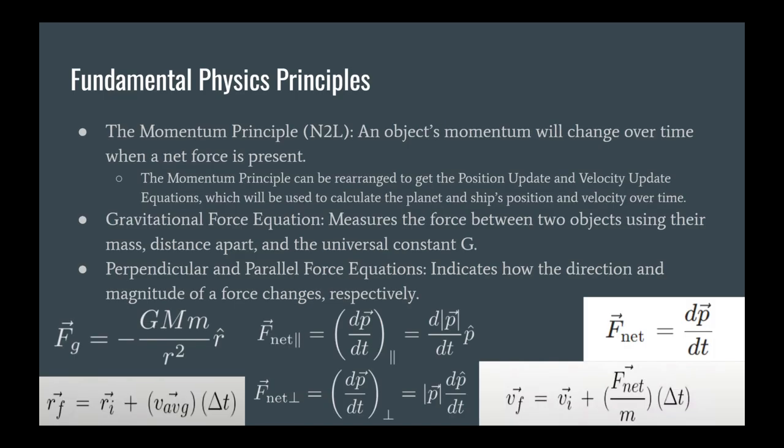So to first understand this lab, we have to know some fundamental physics principles, including the momentum principle, which states that an object's momentum will change over time when a net force is present. This can be rearranged to get the position update and velocity update equations, which will be used later in the experiment. The gravitational force equation measures the force between two objects using their mass, distance apart, and the universal constant G. The perpendicular and parallel force equations indicate how the direction and magnitude of a force changes, respectively. Below you can see all these equations.